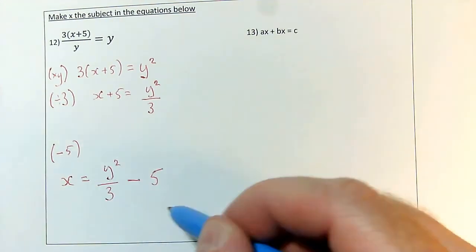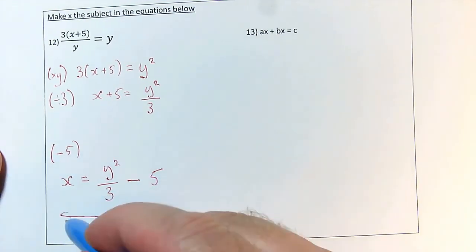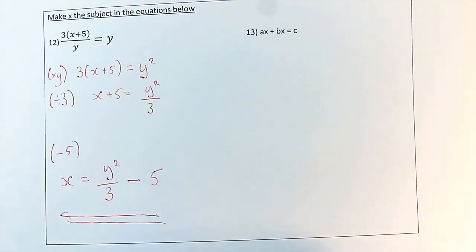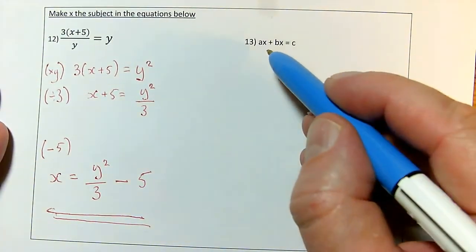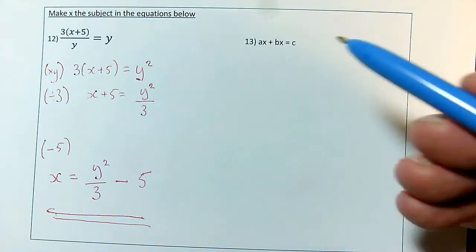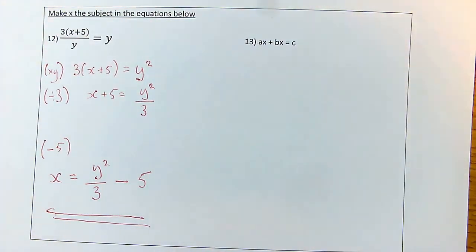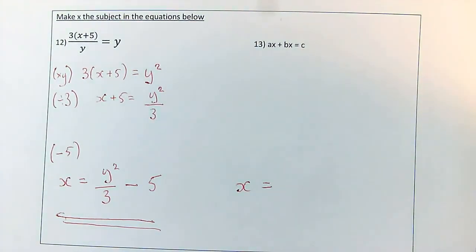Okay, I could try and express this as one fraction, but you know what? I don't have to. This is a perfectly decent answer to the question. Okay. Alright, and on to the second one. Now this looks a bit harder because x appears here and x also appears here. So there isn't just one x in the equation, but I've got to end up with just one x being the subject of the formula. So how am I going to do that?